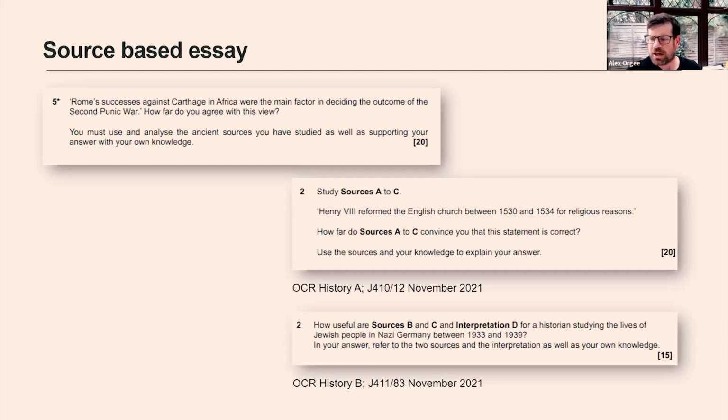And again, for the very highest levels, as we were just talking about with the source-based question on the paper, we're looking for them to evaluate the specific points that are made, rather than just giving a generic evaluation of the author.